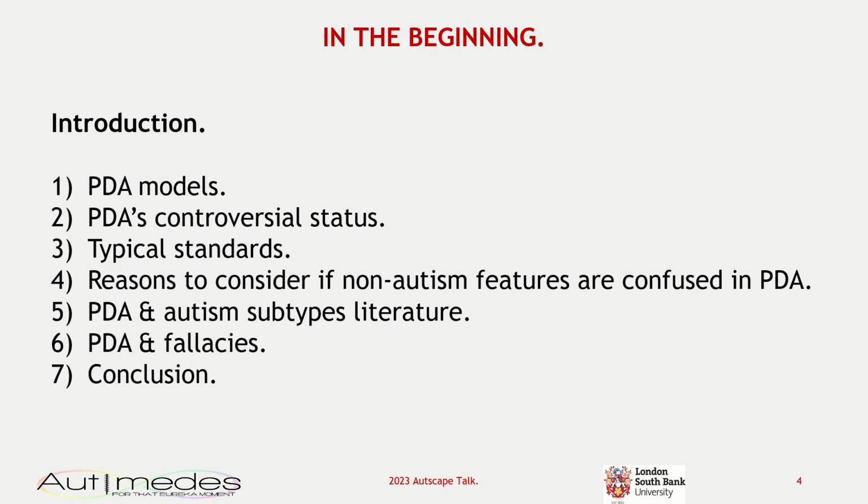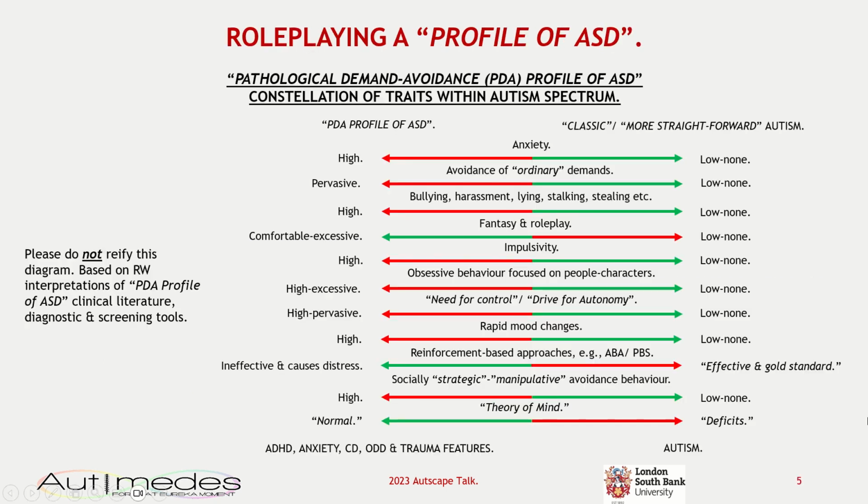So if you consider the claims that the autism spectrum has expanded to include PDA as a profile of autism, it basically says that the features of PDA represent a series of continua within the autistic population. You would have features like anxiety, avoidance of demands, bullying, harassment, lying, stalking, etc., all the way down to theory of mind issues, which are meant to be seen in autism.